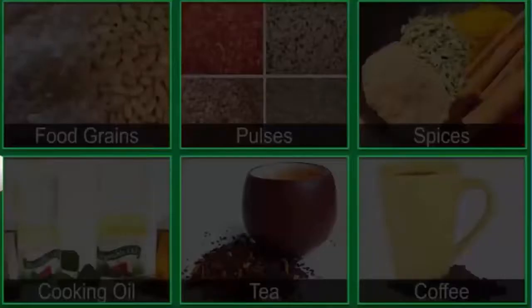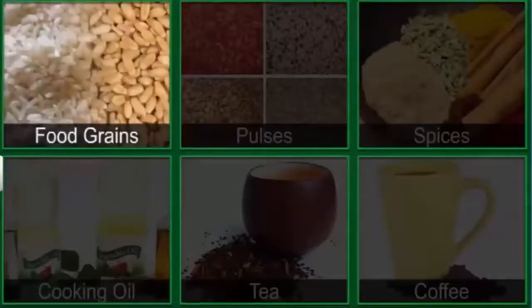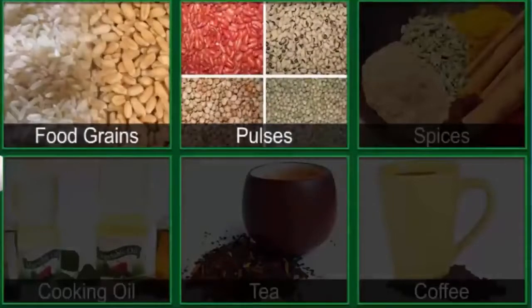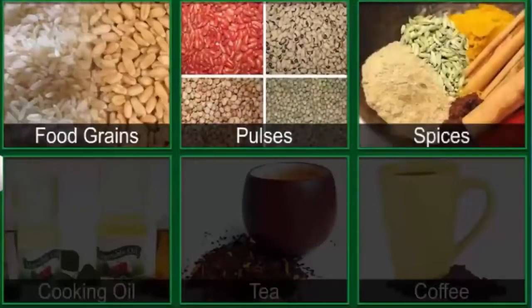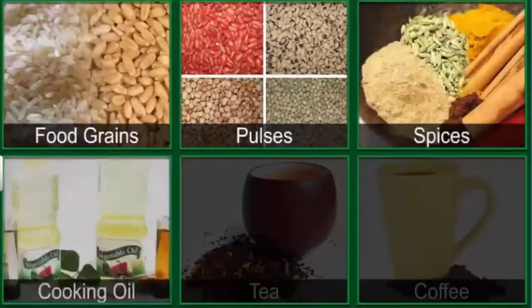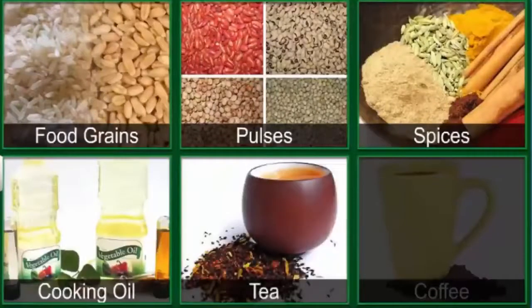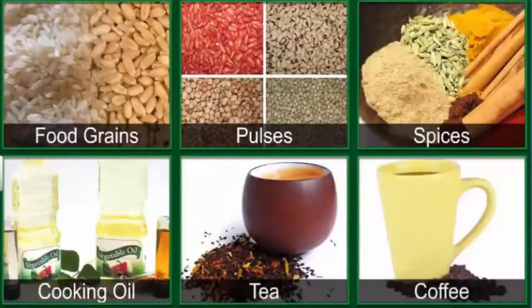Next time you go to buy groceries, take a closer look at the different varieties of food grains, pulses, spices, oil, tea and coffee available in the shop. All these come from crops grown by farmers in different parts of India, depending on the type of soil, ways of cultivation, and climatic conditions.